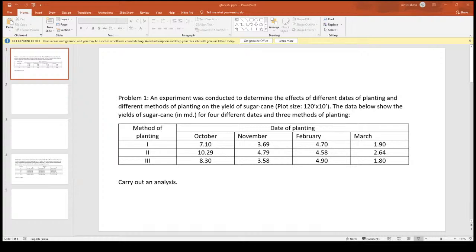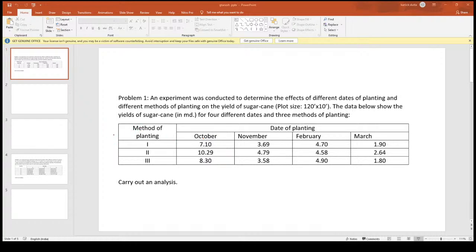So here I consider an experiment that was conducted to determine the effects of different dates of planting and different methods of planting on the yield of sugarcane. The data below show the yields of sugarcane for 4 different dates and 3 methods of planting. So here we see that date is one factor and method is another factor, and the date has 4 levels and method has 3 levels. If you look at the data, you see that every cell contains one observation.